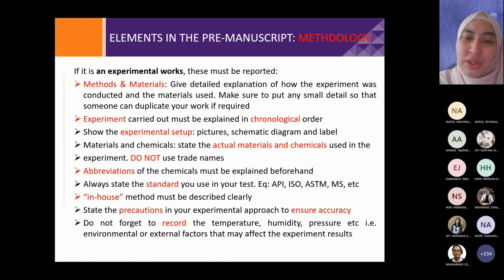Of course, the methods and materials. The experiments must be carried out in chronological order. That's why you need the flow chart to show the chronological order, very detailed and very systematic. A systematic way of doing research is also one of the key points that you need to capture the readers, right?